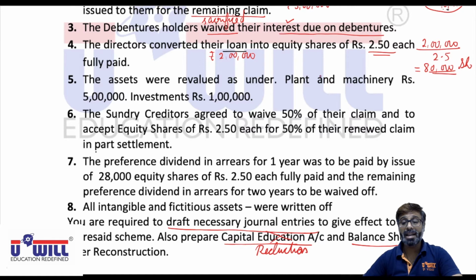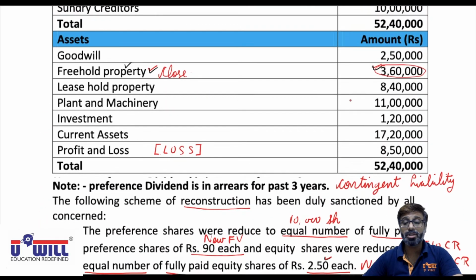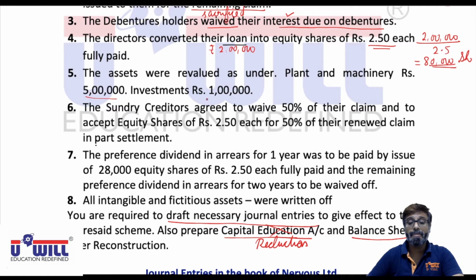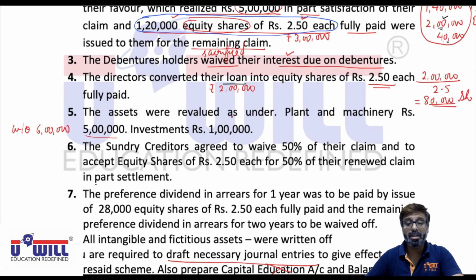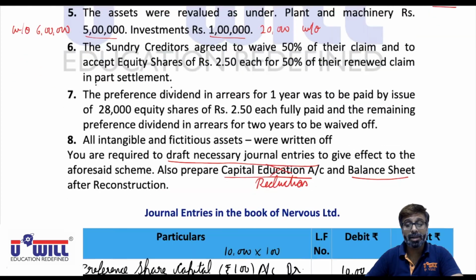The assets were revalued as under: plant and machinery 5 lakhs. Now revalued at 5 lakhs, and plant and machinery you can see is 11 lakhs. So 6 lakhs we have to utilize from capital reduction to write it off. 11 lakhs valued at 5 lakhs means 6 lakh is to be written off. And investments are 1,20,000 in the balance sheet. Revalued at 1 lakh means 20,000 is to be written off.